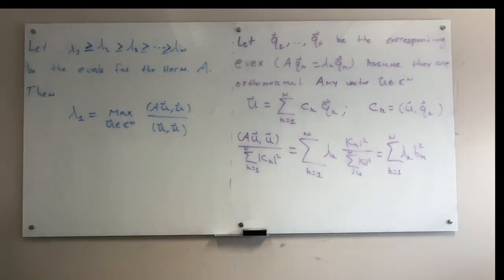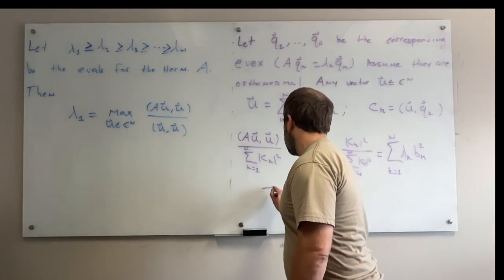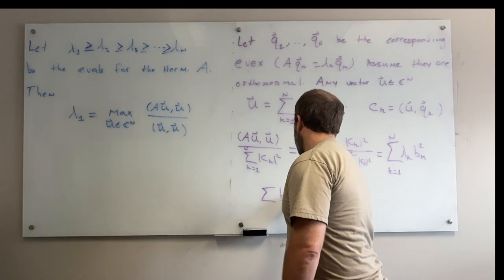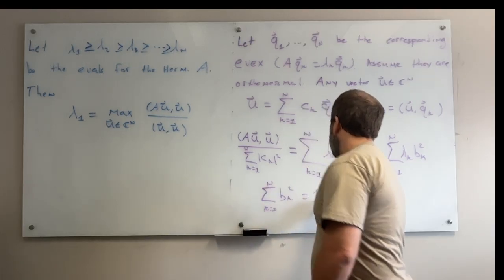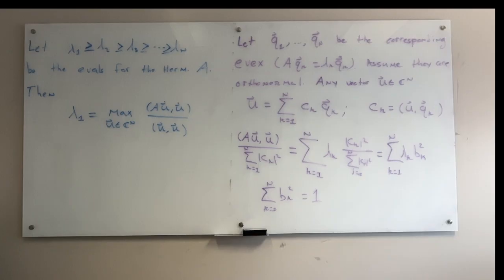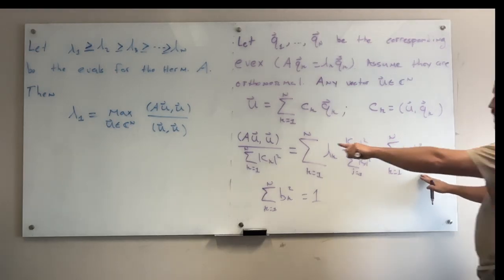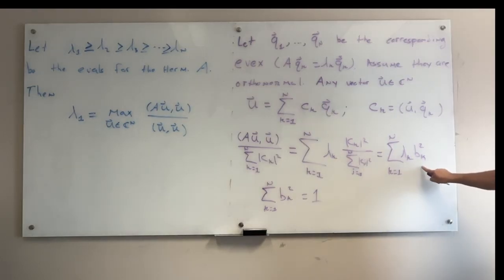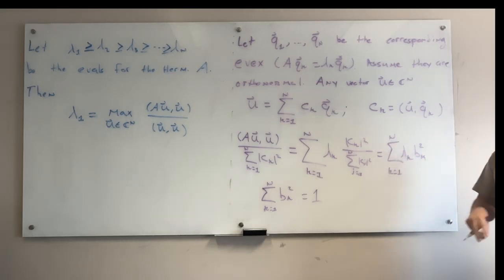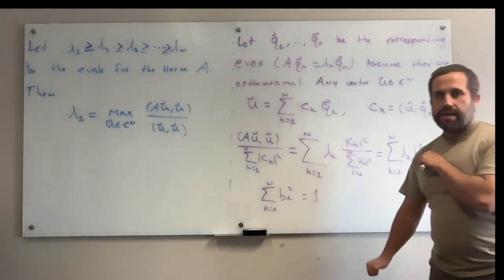Okay, here's something important about the bk's. If you look at the sum of the bk squared, k equals 1 to n, they only have one constraint, and that is that they have to be equal to 1. Okay, so now the question is, we want to pick the ck's and therefore the bk's. We're maximizing. That means we get to pick the bk's so that this is the biggest that it can be, subject to the constraint that the sum of the bk squared has to be 1.